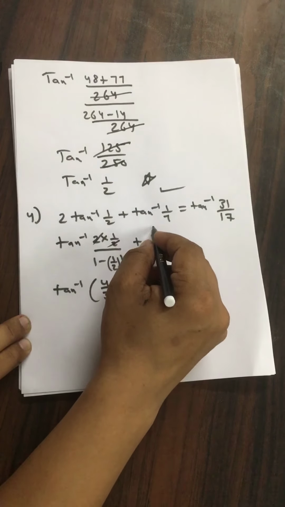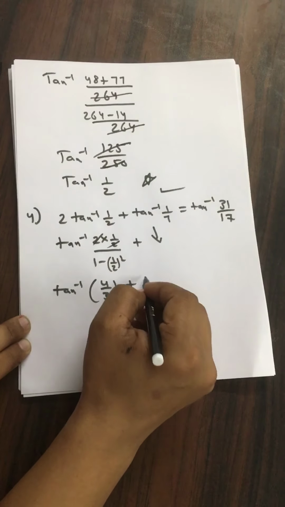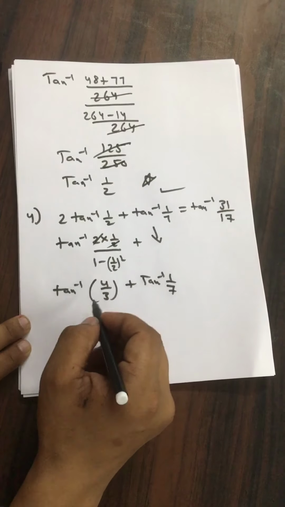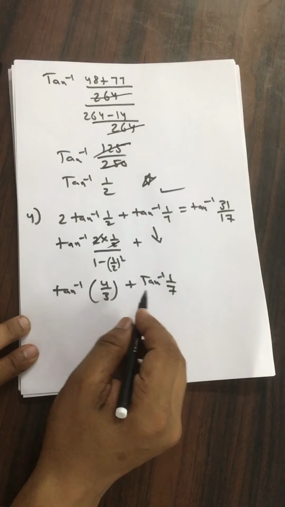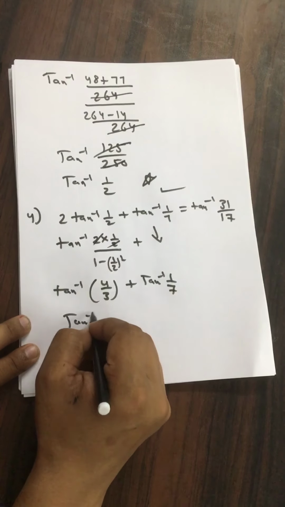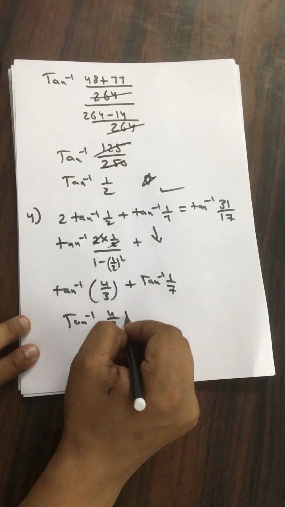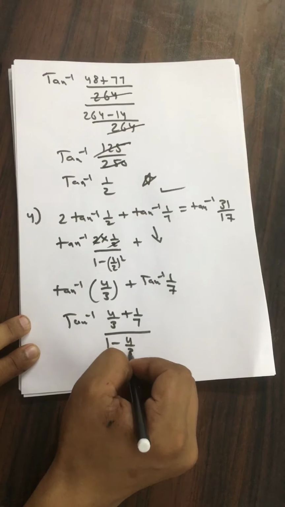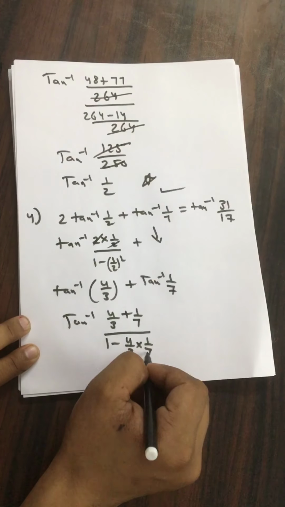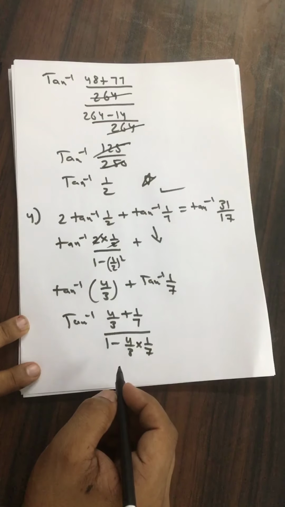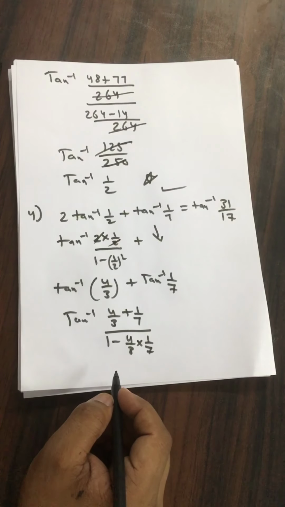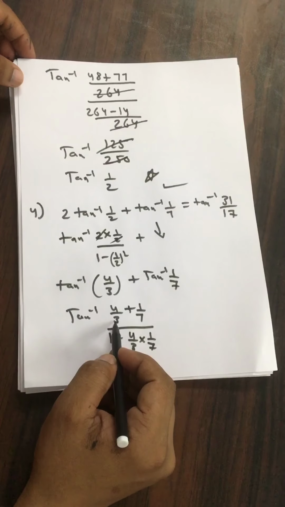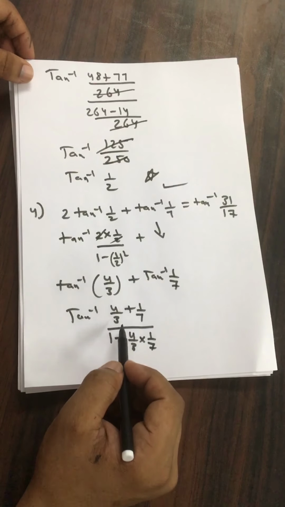Plus, this remains the same over here, tan inverse 1 by 7. Now, what to do? Again apply tan inverse A plus tan inverse B. That was tan inverse of A plus B upon 1 minus AB. That means 4 by 3 into 1 by 7. Solve it. 7 3 times is 21. 7 4 times is 28, and this is 3.